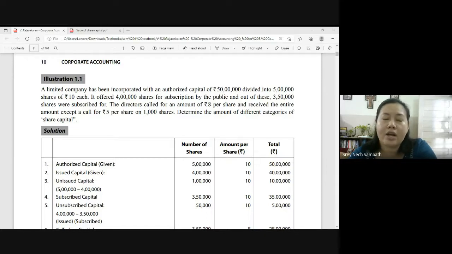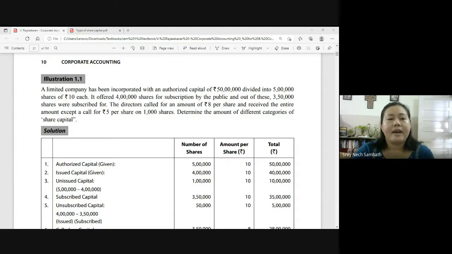So here in our illustration, a limited company has been incorporated with an authorized capital of how much? 50 lakhs, right? 50 lakhs rupees. And this 50 lakhs rupees, they want to divide into 5 lakh shares. So they want to raise an authorized capital of 50 lakhs, and they want to divide it into 5 lakh shares. Then how much should be the amount of the share so that they can raise 50 lakhs? It's 10 rupees each share, right? So the face value of this share is 10 rupees each.